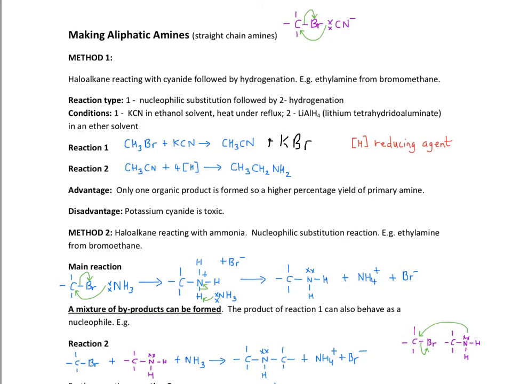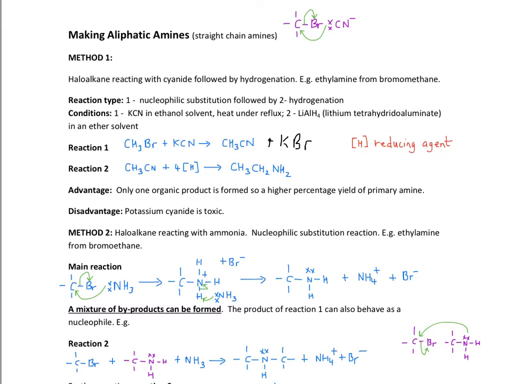And then in reaction 2, the ethane nitrile formed in this first reaction is hydrogenated either with lithium tetrahydrido aluminate or with hydrogen and a nickel catalyst. And with the LiAlH4, that is the reaction there, with the H as the reducing agent for the reaction.